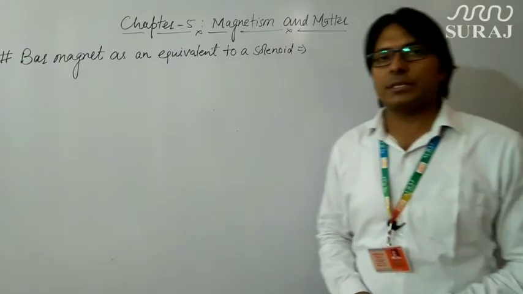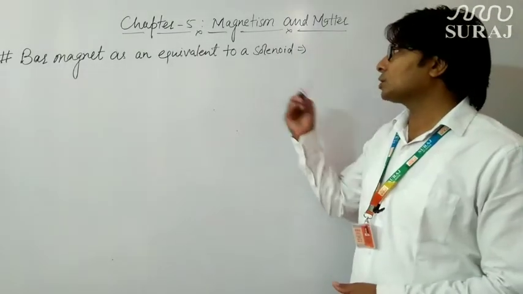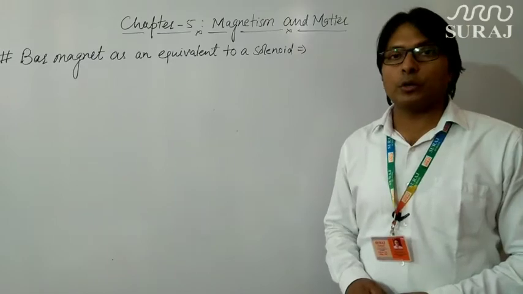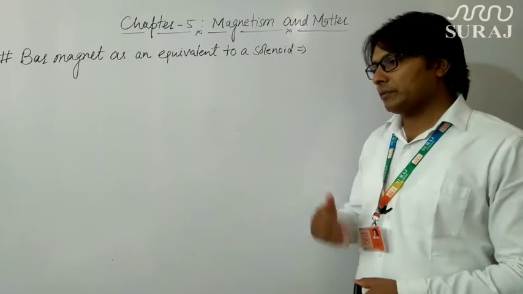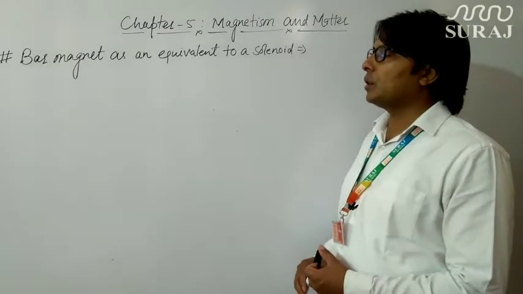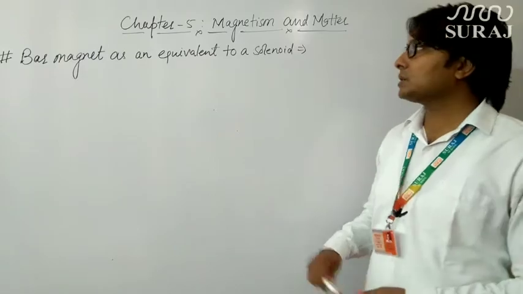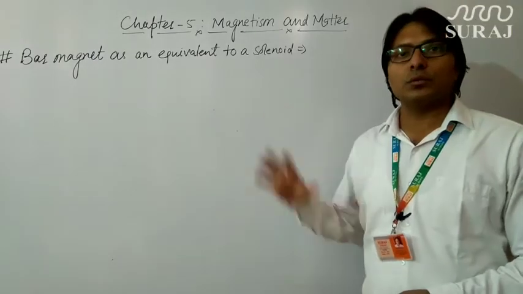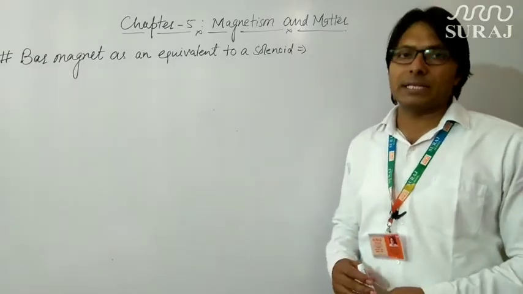Today our topic for discussion is bar magnet as equivalent to a solenoid. This is a very important topic of chapter 5, that is magnetism and matter. So what we are actually going to discuss in this topic is we will prove that a solenoid is equivalent to a bar magnet. Okay, so how will we prove that?